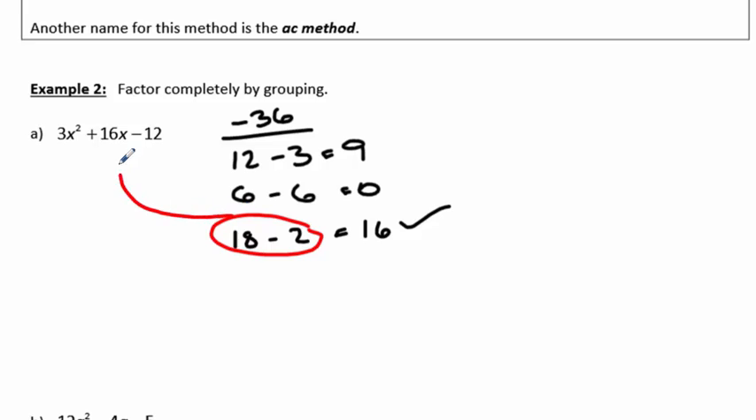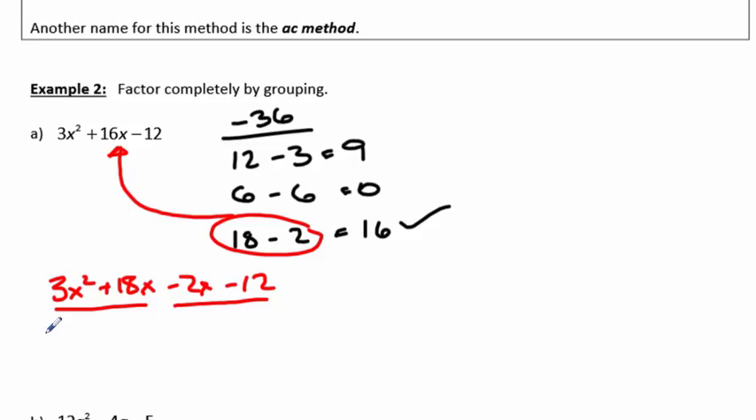These two numbers are the way that you need to break down the 16 to get this to factor. So we're going to rewrite our question as 3x squared plus 18x minus 2x minus 12. We removed the 16x and unsimplified it to 18x and 2x. Now we're going to factor by grouping in my two groups right here.